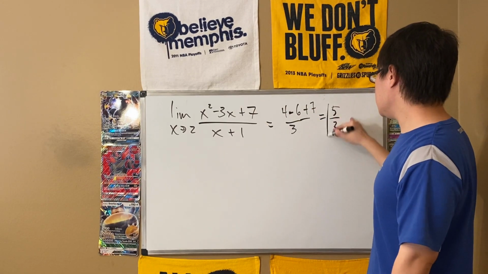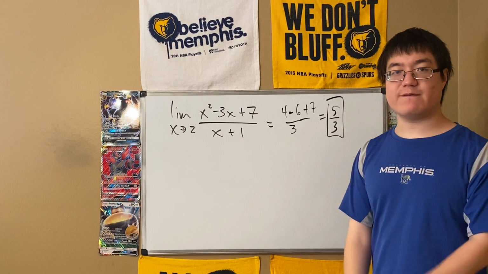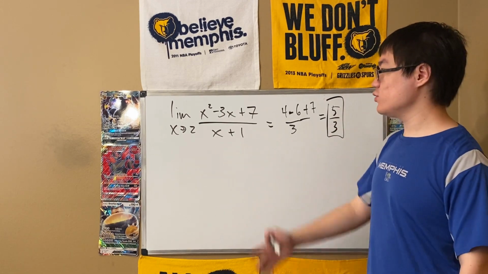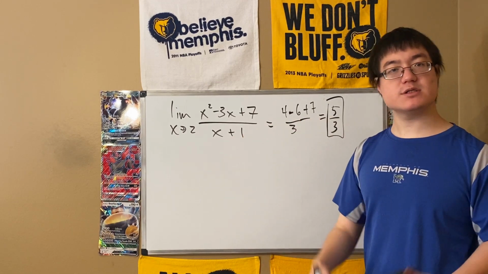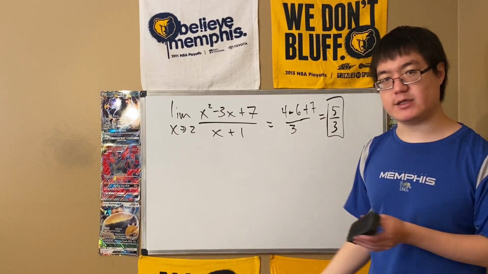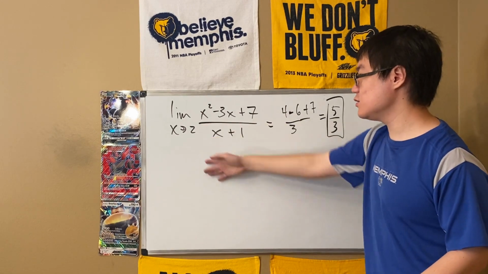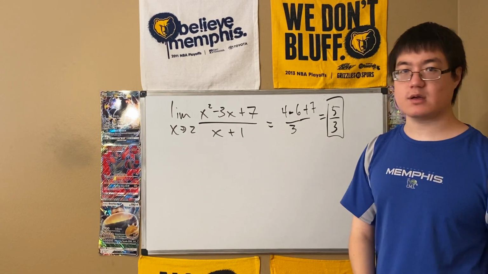So it looks like we again have the best case scenario. We just have 5/3, so we're just done with the question. Again, just plug in the number at the very beginning. If you get a nice little 5/3, that's the answer. If you get 0, that's the answer. If you get pi, that's the answer. Again, just plug in the function and see what you get.